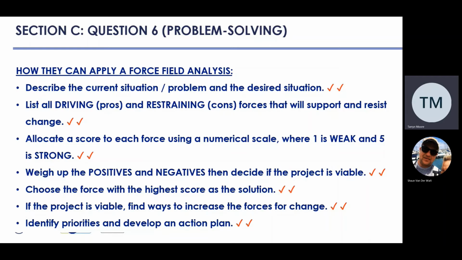If I allocate a score to each of the pros and the cons. So I allocate a score to each force using a numerical scale where 1 is weak and 5 is strong. But please, please, please, it's about the how. What can the business do? I can weigh up the positives and the negatives, and then I can decide if I actually really want to go on with that decision.